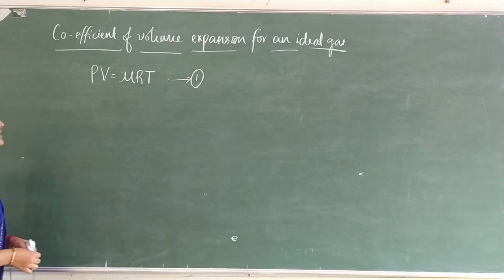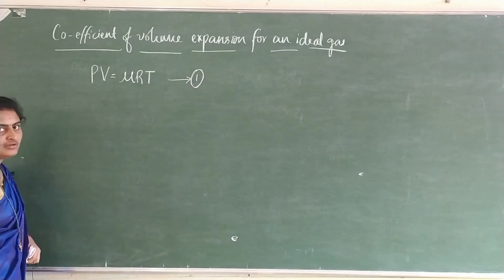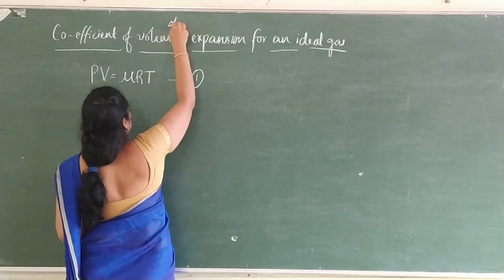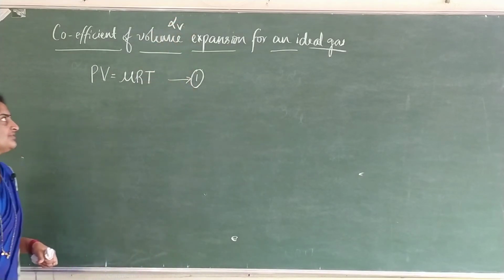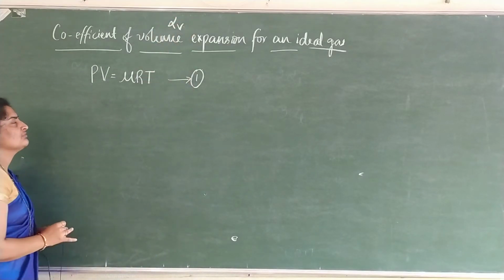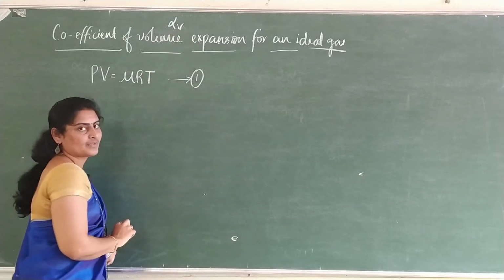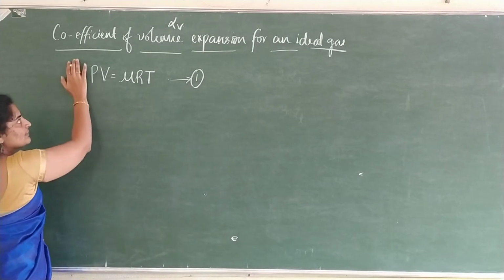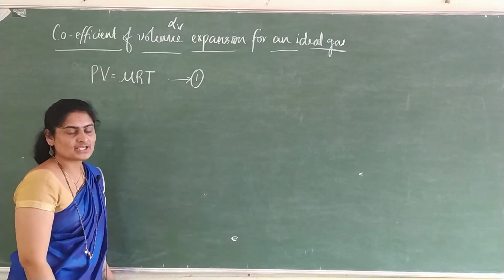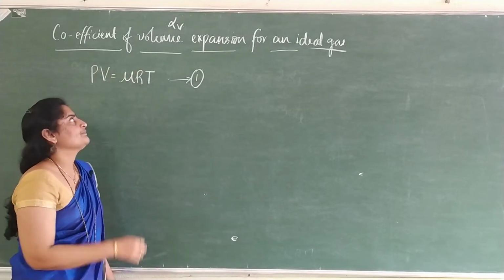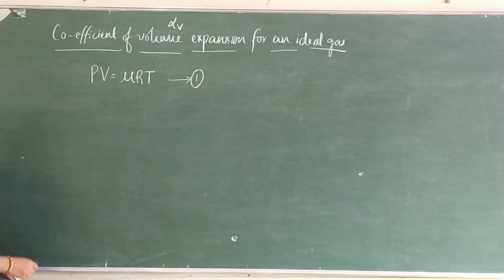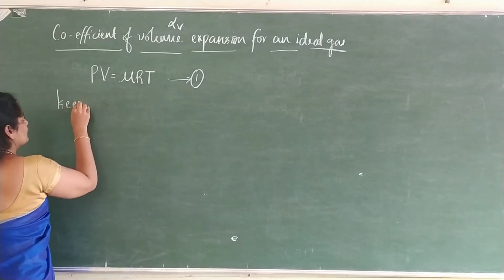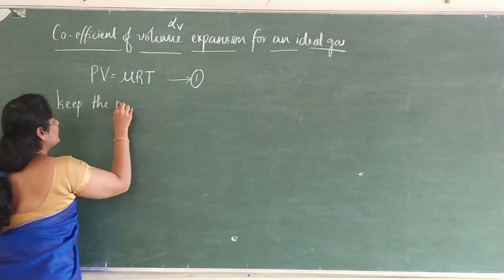Now, I want an expression for the coefficient of volume expansion, which is nothing but alpha V. I want an expression for alpha V for an ideal gas. For that, I have considered the perfect gas equation, PV is equal to mu RT. Now, what I do, I keep the pressure of the gas constant.